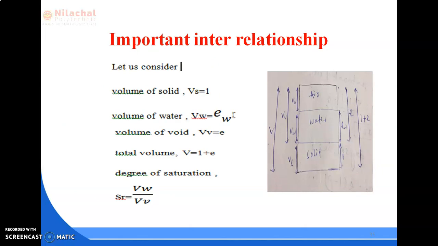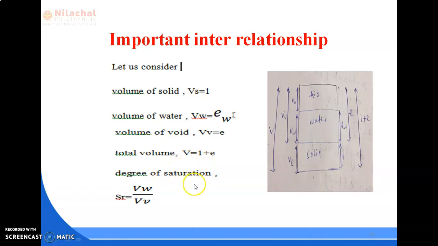So first work is to draw a three-phase diagram, same as before. Here also the same: solid, water, air. Then on the left side volumes are given here, and on the right side we have to assume. Vs value is 1, Vw value is Ew, Vb equal to E, V equal to 1 plus E. So let us consider this: volume of solid Vs equal to 1, volume of water Vw equal to Ew, volume of void Vb equal to E, total volume V equal to 1 plus E. Already I have told this.